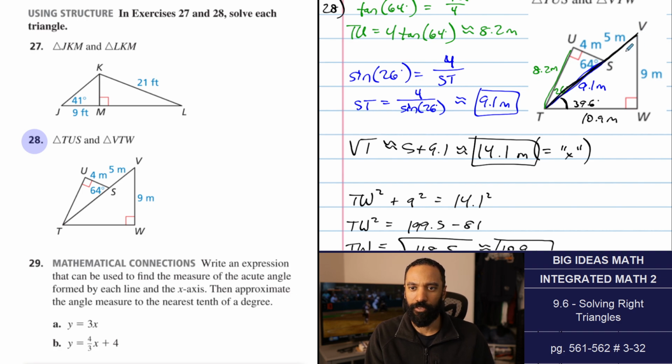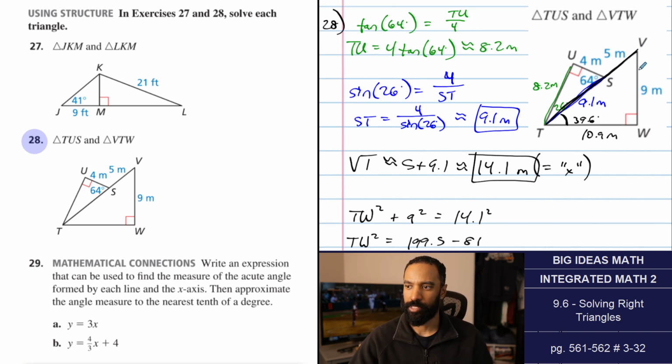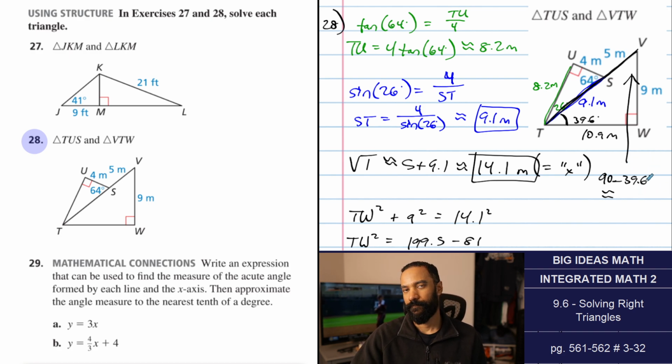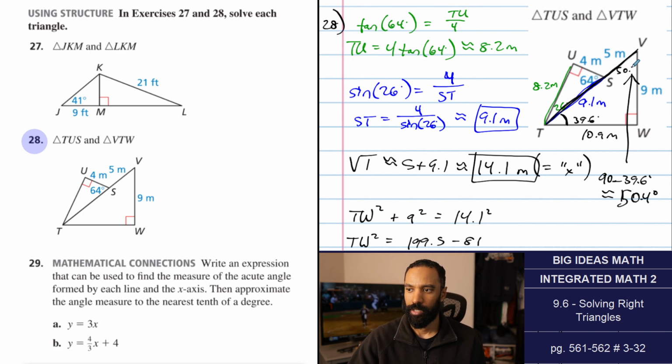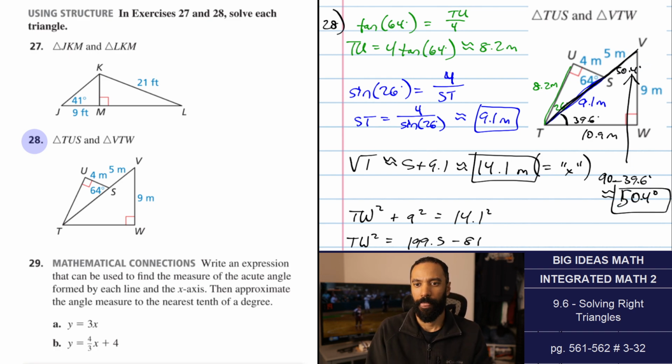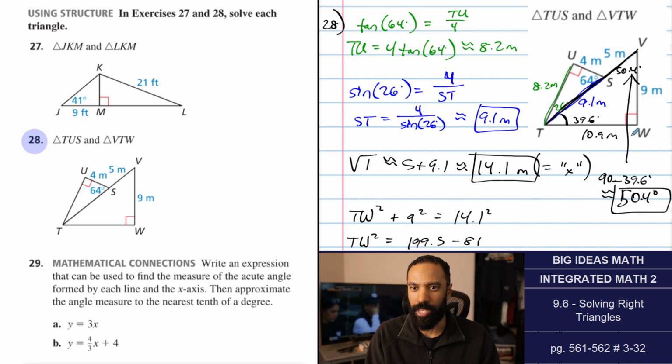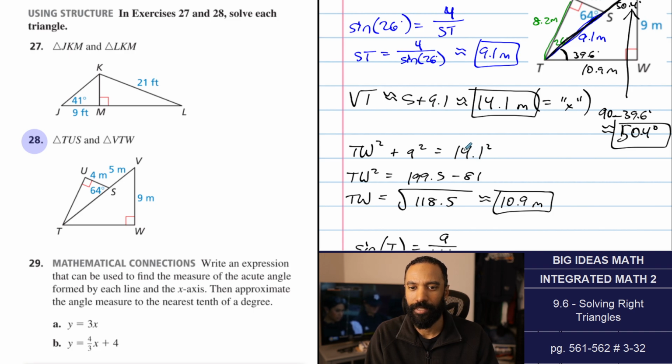The last one, angle V, should be 90 minus 39.6, which is about 50.4 degrees. Okay. All right, I believe that solves those two triangles in full. Remember, VT was all of 14.1 rounded.